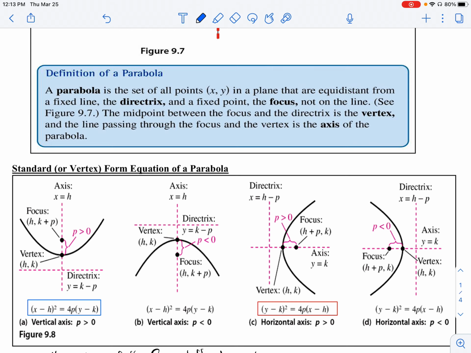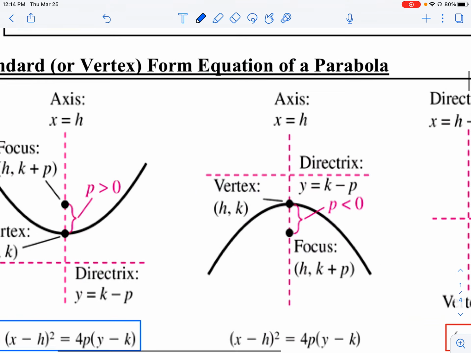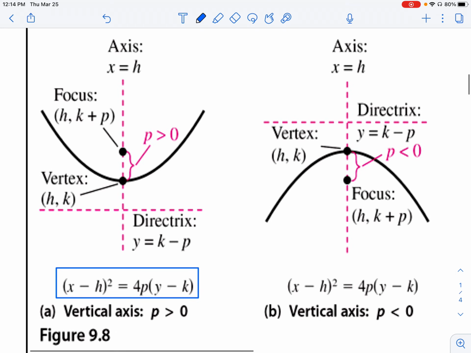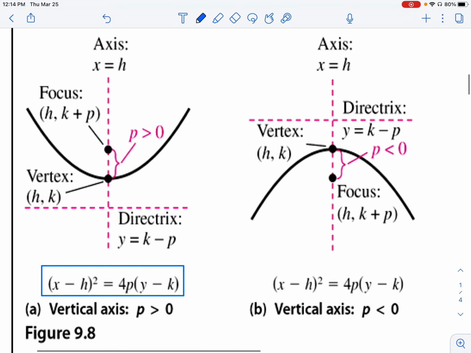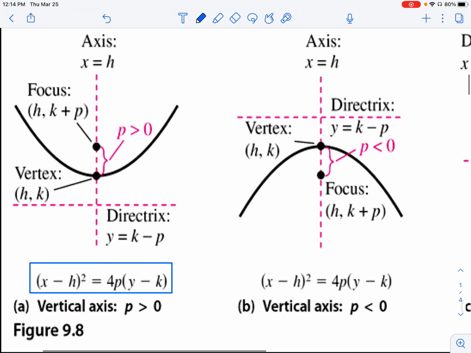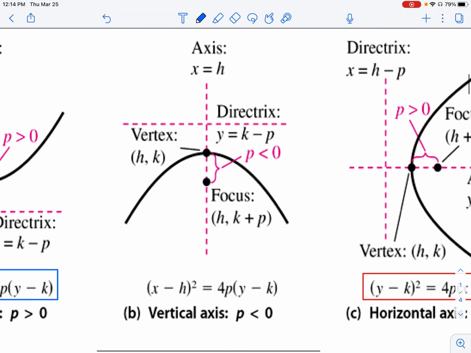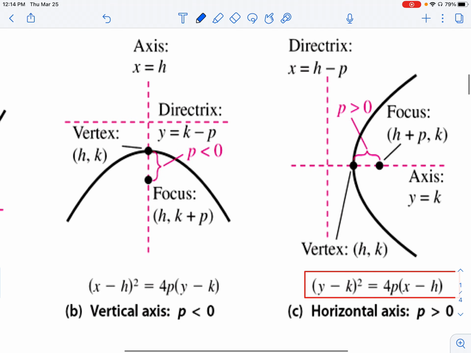When your p-value is positive, that means that the focus is inside your vertically opening parabola. In other words, our focus is on top of our vertex here. I'm focusing on this image here. See what I did there? I deeply apologize. So when our p-value is positive, our focus is on top of our vertex. That means our parabola is opening up. When our p-value is negative, that means our focus is underneath our vertex. And so now you have a parabola that opens downward.